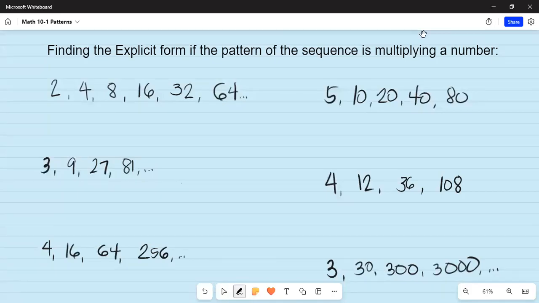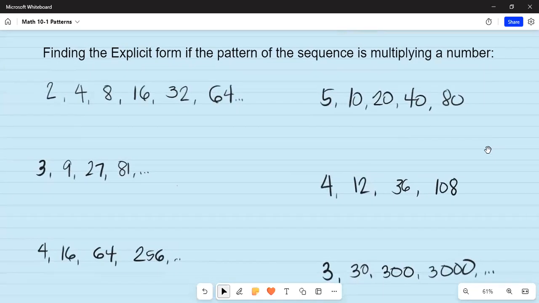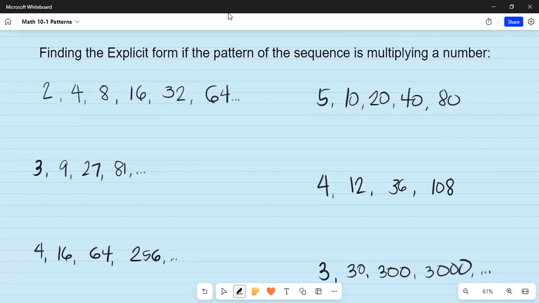Let's now proceed to finding the explicit form if the pattern of the sequence is multiplying a number. In this discussion, I will be showing you three sets of given. So let's start with the first one. Of course, for us to make the explicit form, we need to analyze the pattern of the given sequence.